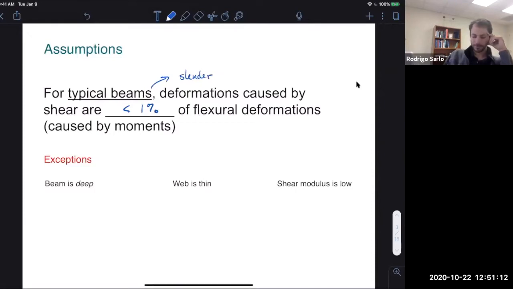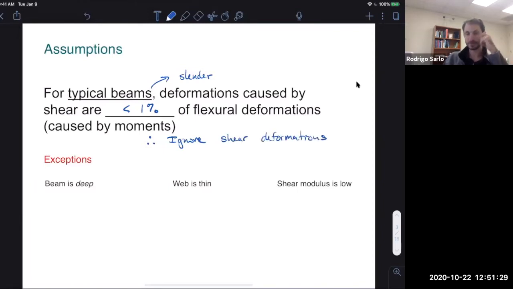So the overall effect is that we ignore shear deformations. Right? So that's our key assumption here. We're going to only focus on virtual work due to bending. Okay, there are a few exceptions though, and these are the ones you need to keep in mind, where shear may be significant. These would be non-typical beams.